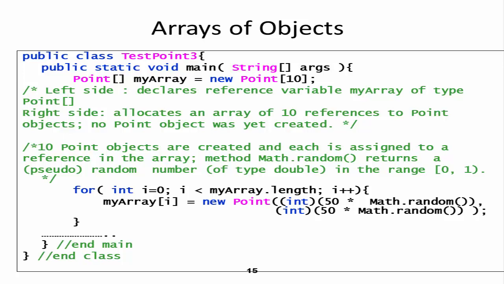One question that I have for you right now, it says that the right side allocates an array of 10 references to point objects. No point object was yet created. Is that true? Because I already used the new reserved word here. Why are no objects being created? I told you before that by just using the word new, you are defining a new object, right? Right now I'm telling you, you already used new, but still no objects are being created. Why is this the case? And this may be for a bonus mark.